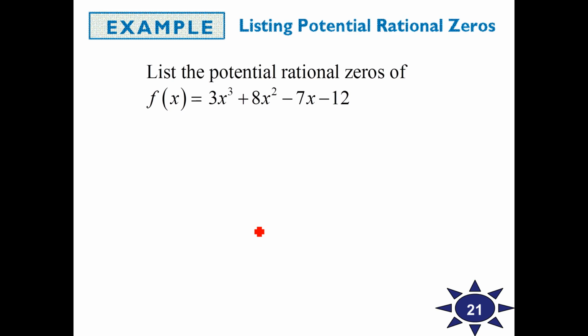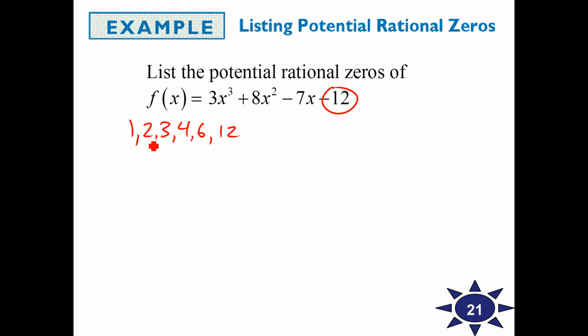So let's take a look here. What are all the potential zeros? Not the actual zeros, but things that could be zeros of this function. So we're going to take the 12. We're going to write down all the factors of 12. So 12 factors to 1, 2, 3, 4, 6, and 12.